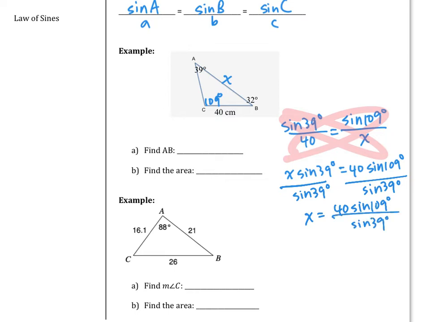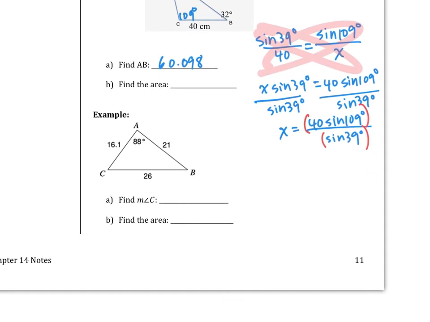Okay, now go ahead and put this all into the calculator. Please make sure that you do put parentheses around these. In this problem, it probably won't matter as much, but just as a good practice, go ahead and do that. Okay, so AB is 60.098. We're going to skip the area for now because I'll show you how to find the area later.